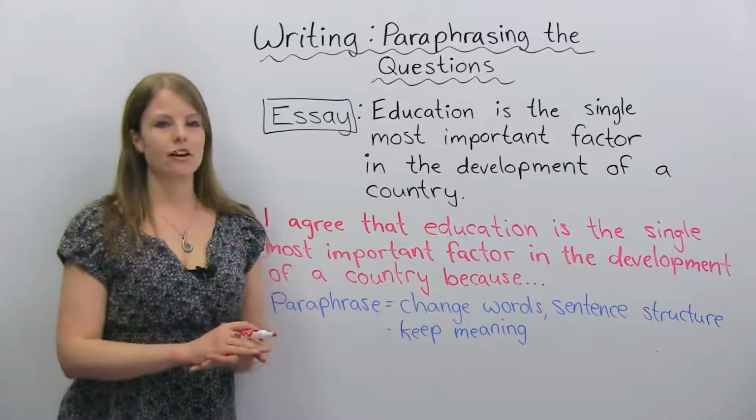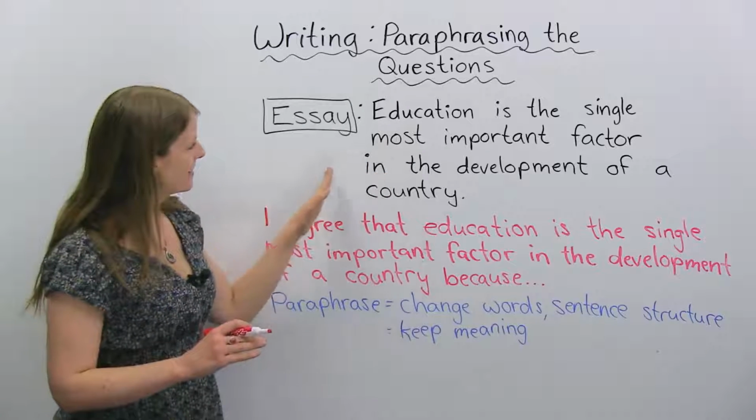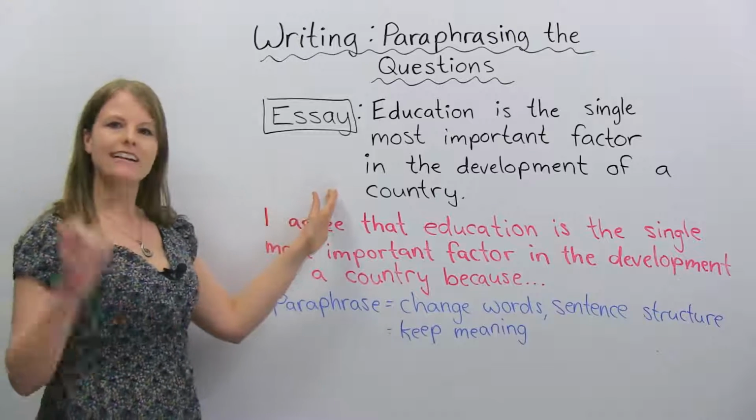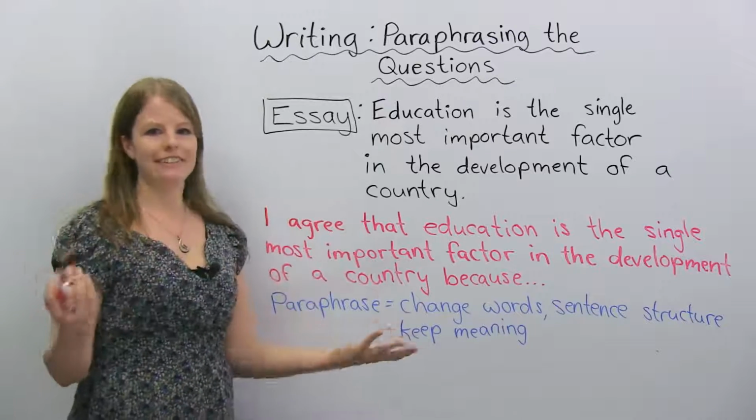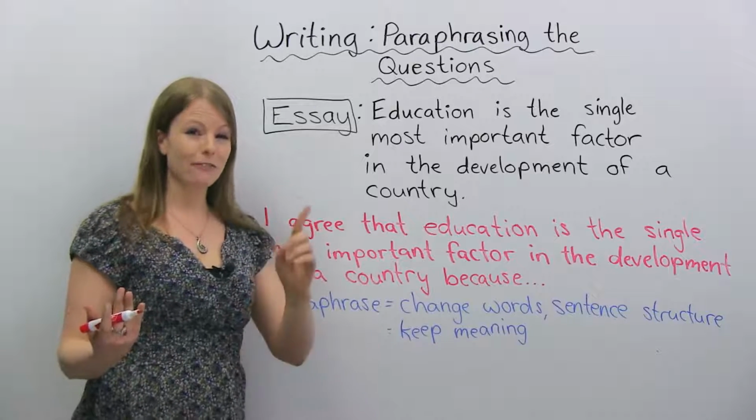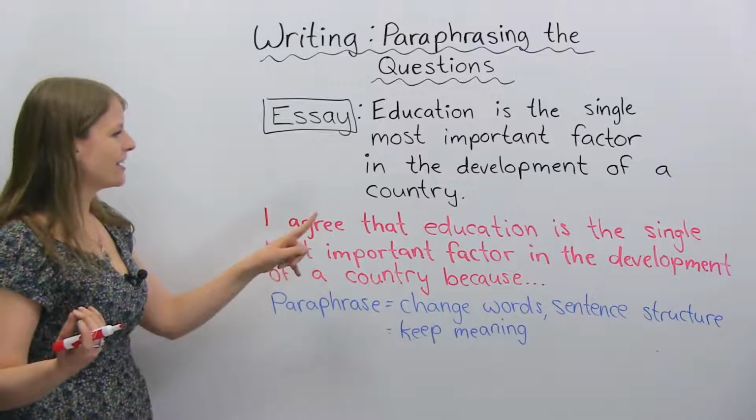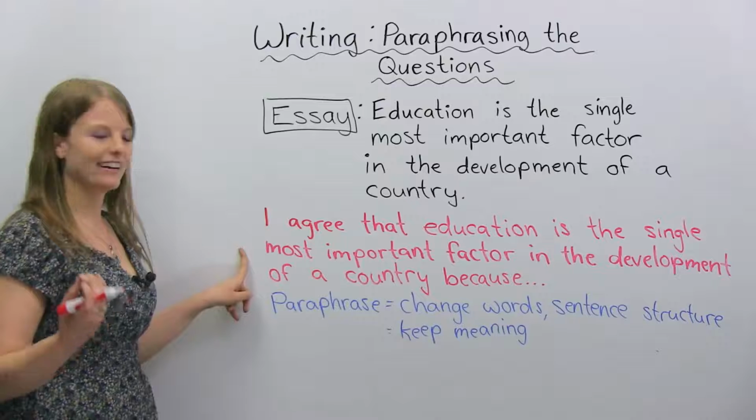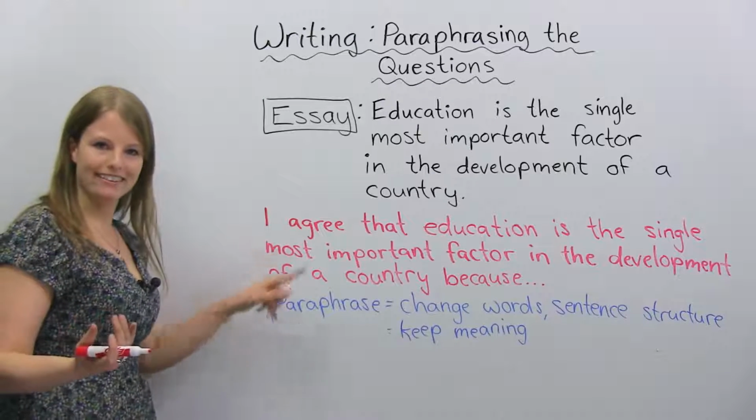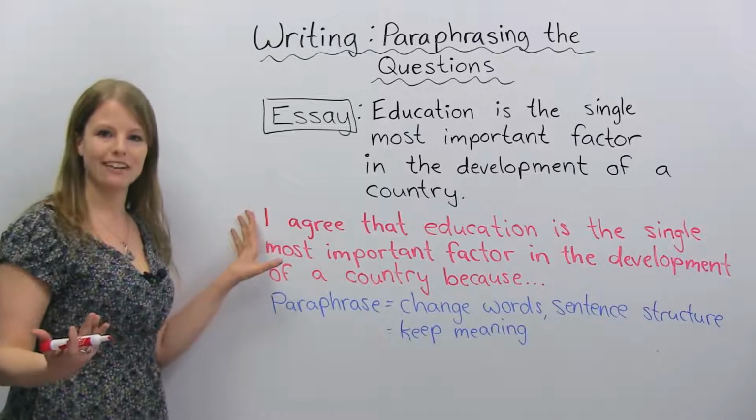Now, a problem a lot of students have is in their answer to this question. They see this and they think, okay, education is the most important factor in the development of a country. Yes, I agree, or I disagree, and they start writing. And what do they write? Usually the very first thing students will write is this: I agree that education is the single most important factor in the development of a country because. So what is the problem with this? Is there any problem to start off your answer with something like this?